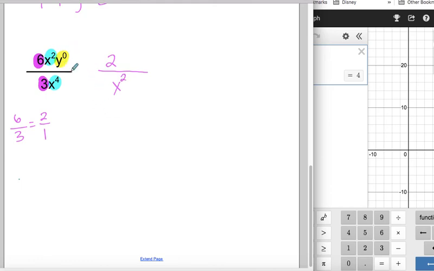Next is the y, and we know that anything to the 0 power is a 1. And so this is like saying that I have a times a 1 on top. 2 times 1 is 2, so 2 over x squared is going to be the answer for that one. And that's our 0 powers.